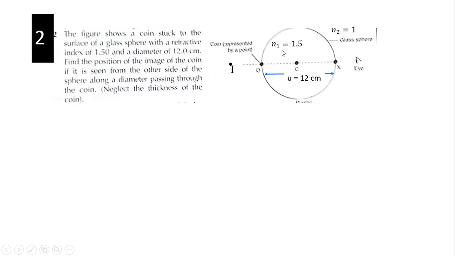The refractive index of the glass is given. Diameter 12 cm. Find the position of the image of the coin if it is seen from the other side of the sphere, along the diameter, neglecting the thickness of the coin. Think of the coin as just a dot. Calculate and tell me the position of the image.